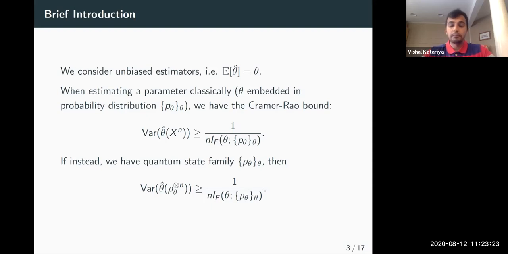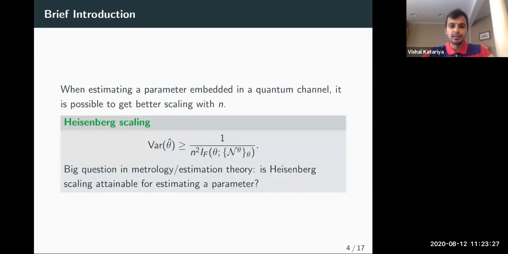What's probably, arguably, the holy grail of quantum estimation theory is the search for this thing called Heisenberg scaling. If you look at the equation in the box, you can see that the lower bound has an n squared rather than an n that was on the previous slide. This implies that in certain cases, when we have parameters embedded in channels rather than states, it is possible to get this super classical scaling.